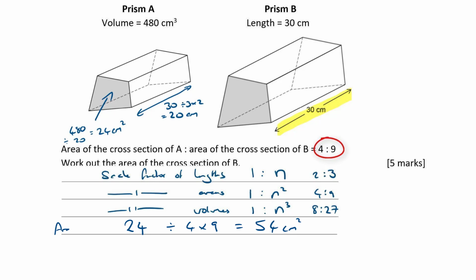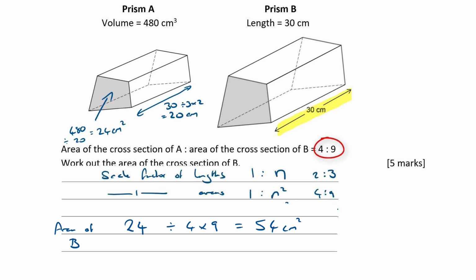So that's the area of the larger, or it's the cross section of B, isn't it? Area of B cross section. We've worked that out to be 54 centimeters squared. So that's our answer, 54.